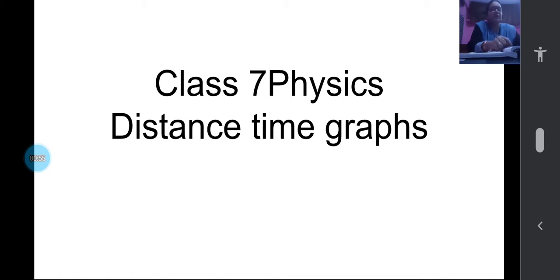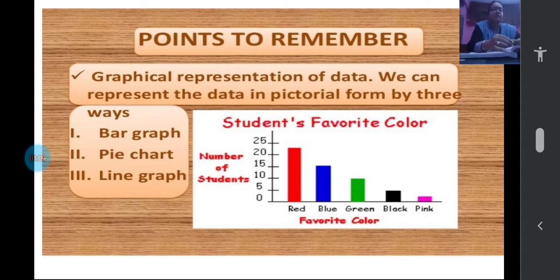You all are familiar with graphs. Graphs are used to represent given data. Yes, no, children? In newspapers and magazines you might have seen several types of graphs showing data to make us understand the given data. So the graphical representation of the data is represented in graphs.